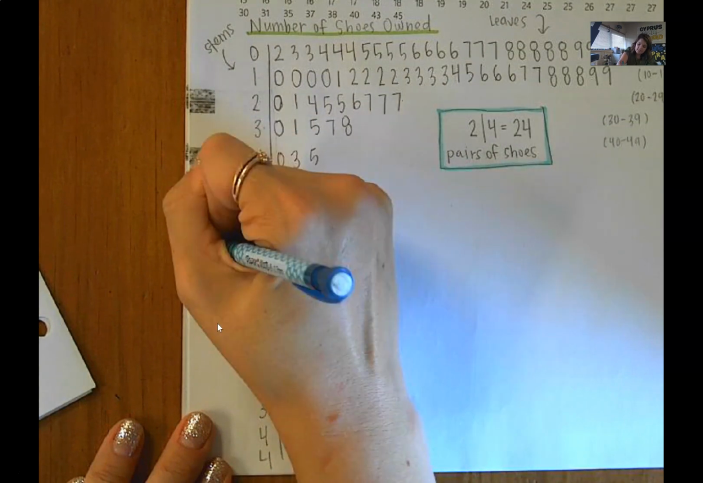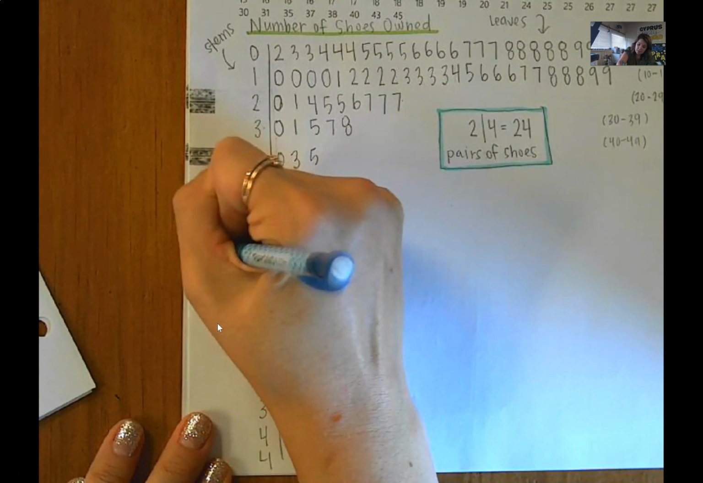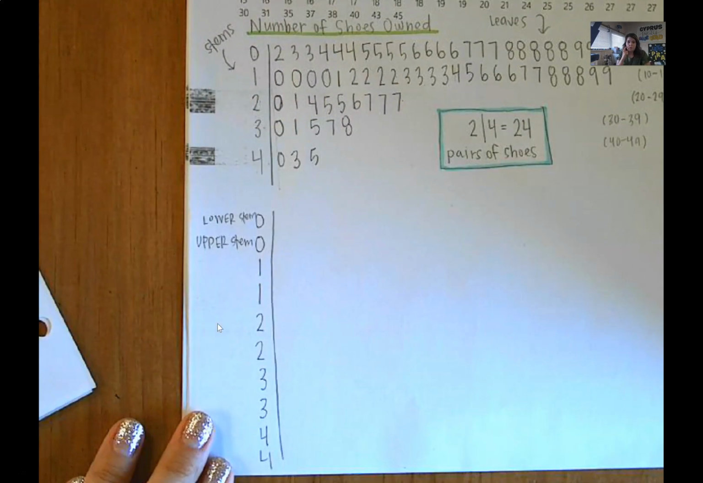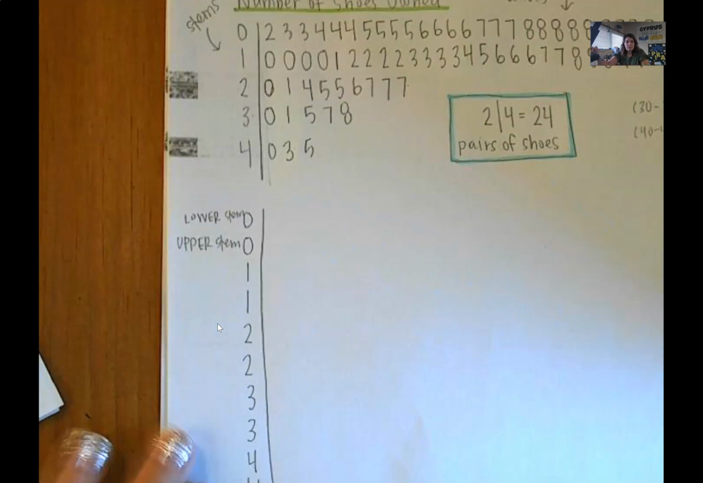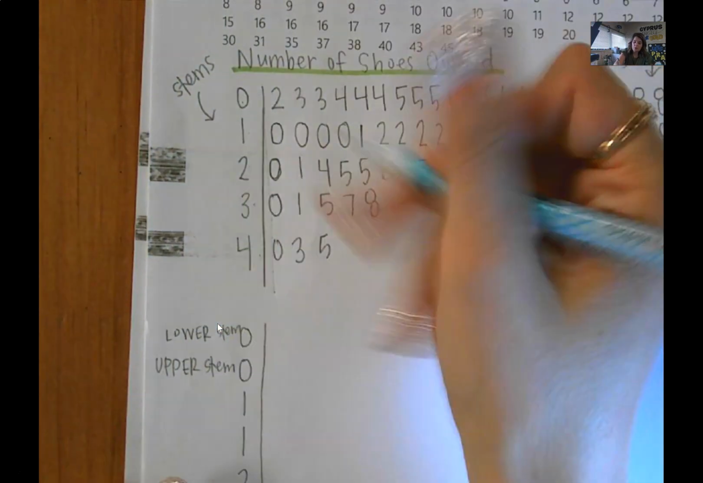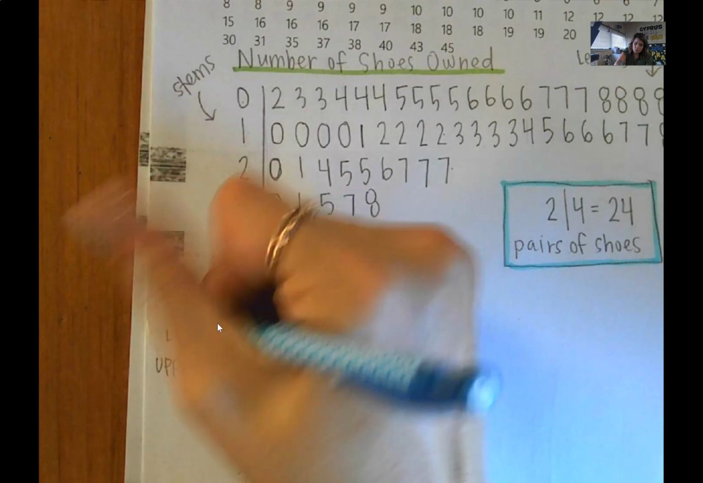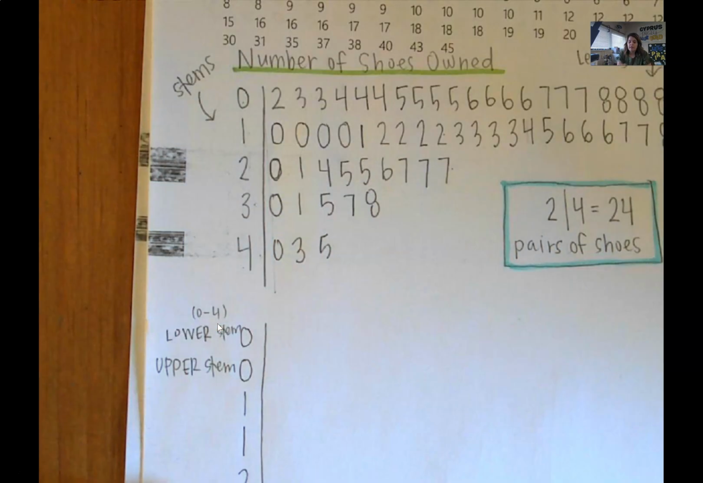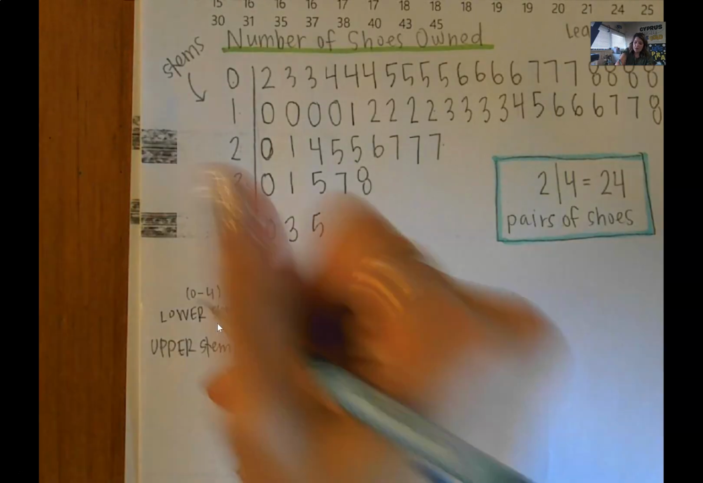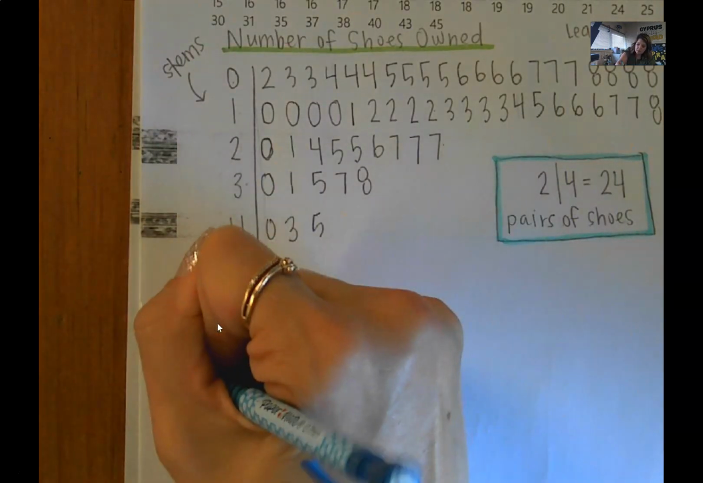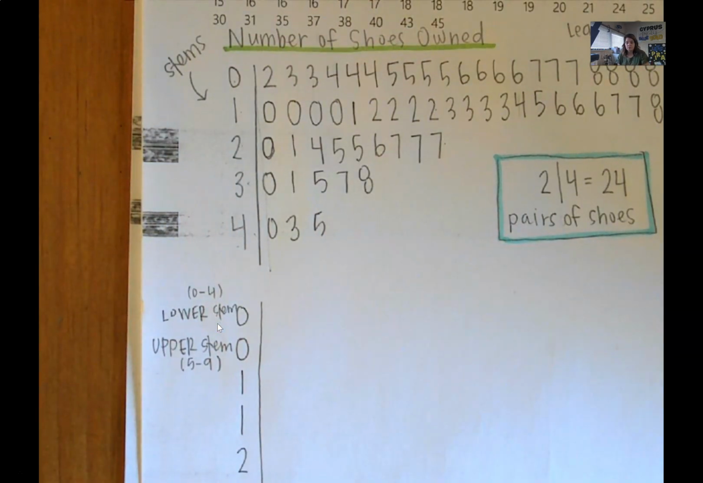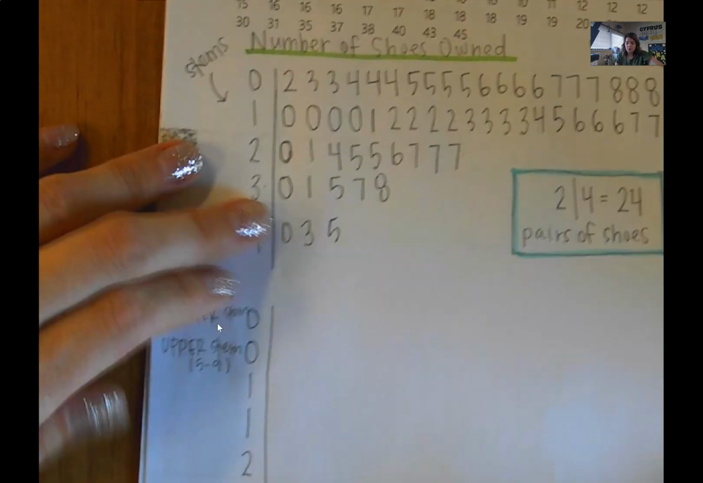The second stem is called the upper stem. So what this means is that on the lower stem, we are going to write observations that are between 0 and 4. And on the upper stem, we are writing observations between 5 and 9. So I'm going to move those down now.